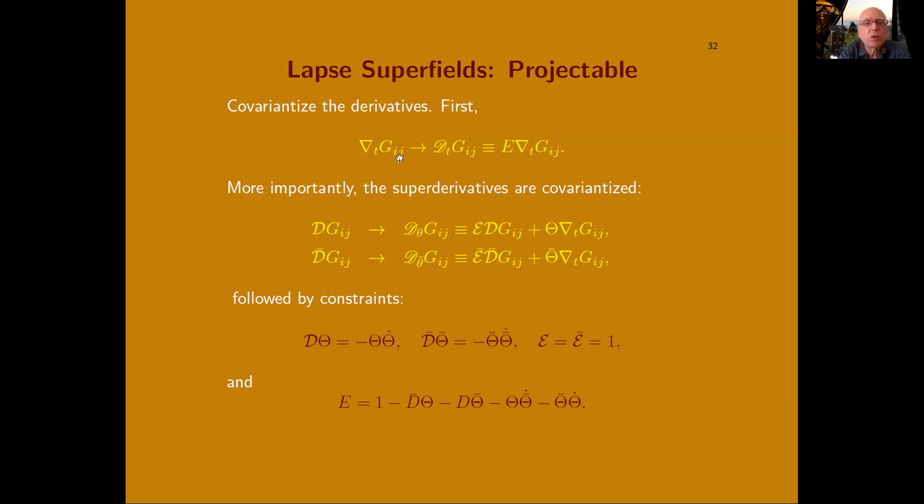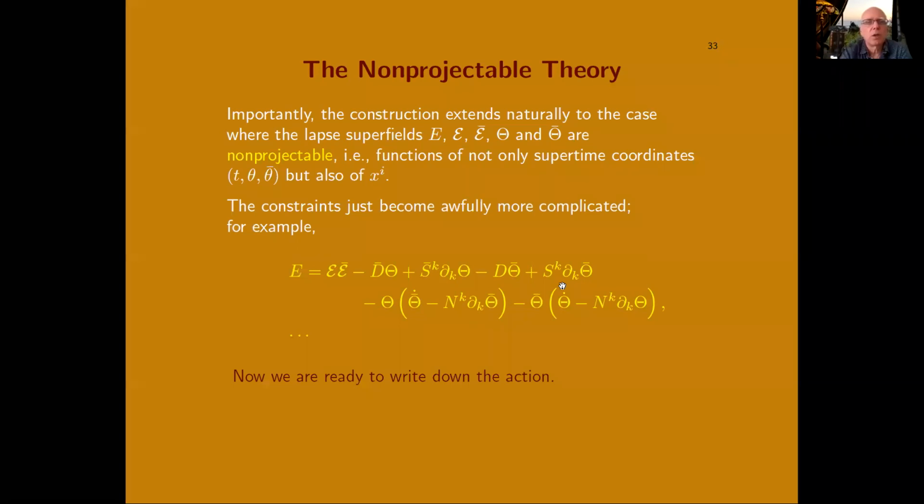But roughly speaking, you take the original derivatives that you started with, for example, the time derivative of the spatial superfield metric, and you have to covariantize it simply by multiplying it by a superfield, which is essentially a component of the vielbein, geometrically speaking, in superspace. So when this all is dusted, the non-projectable theory involves some awful looking constraints, but those are very unique and easy to justify geometrically.